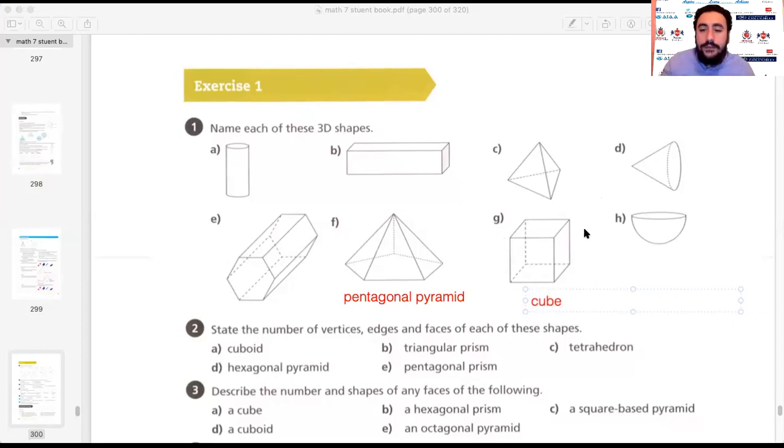Okay, guys, all of you focus with me. What about letter H? It's a kind of a sphere, right? It looks like half of the sphere. So we're going to say this is a semi-sphere, or I'm going to say that this is a hemisphere. Hemisphere means half the sphere. It looks like the sphere, and someone cut it into half.